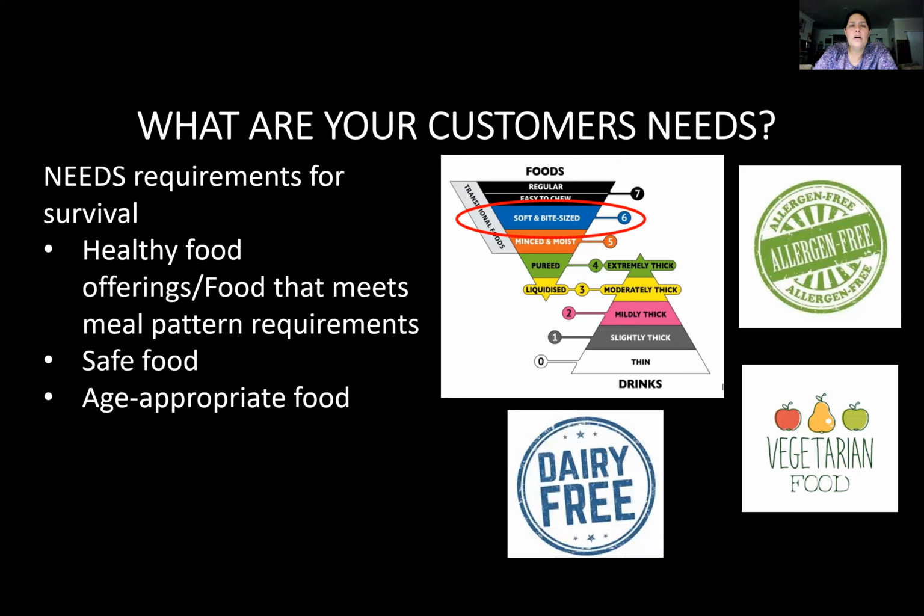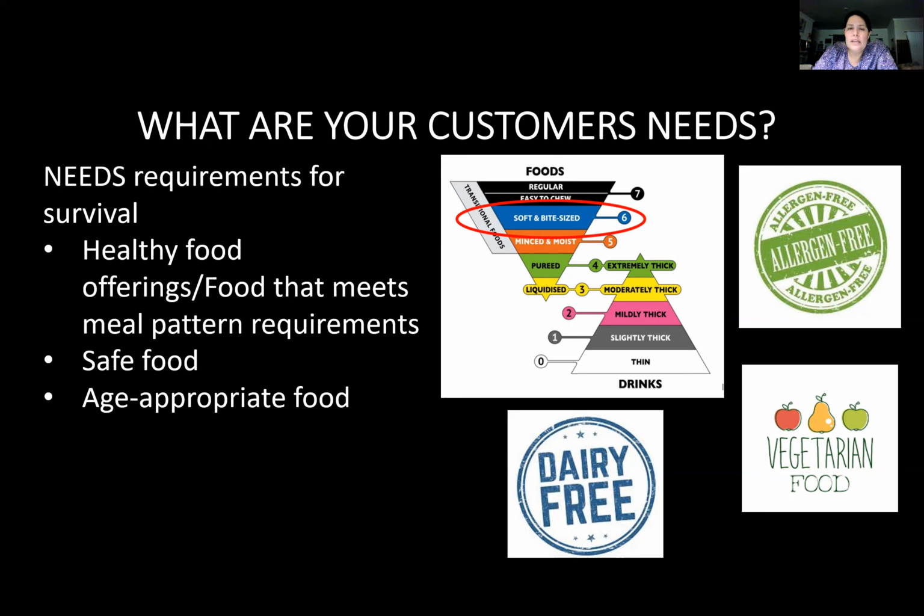Also, you need to know what your customers' needs are. Depending on the population that you serve, the school that you are, what are their needs, the requirements for survival, their nourishment, what they need: healthy food offerings, food that meets the meal pattern requirements. We have requirements that we must follow, and they are given to us, and we are training our staff on those requirements. The needs are safe food and age-appropriate food. From your pre-Ks all the way to your high school, you need to have age-appropriate foods and menus.